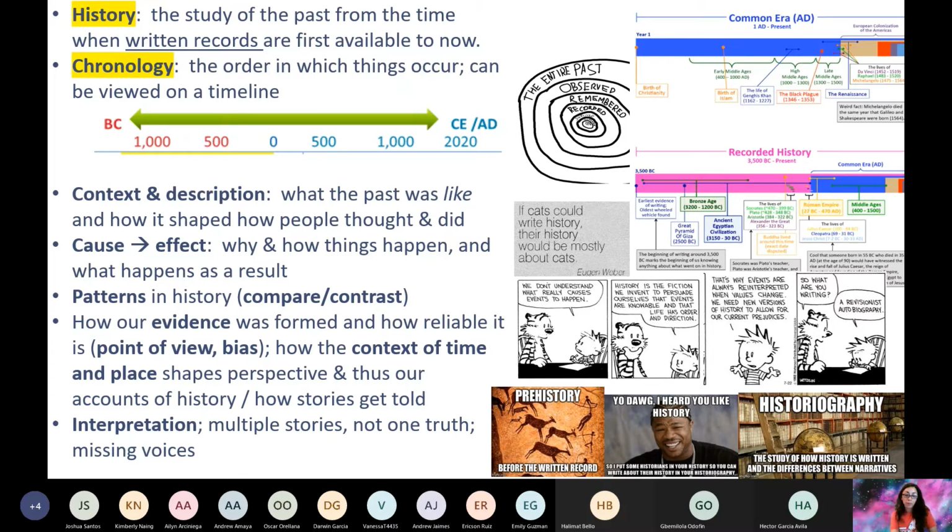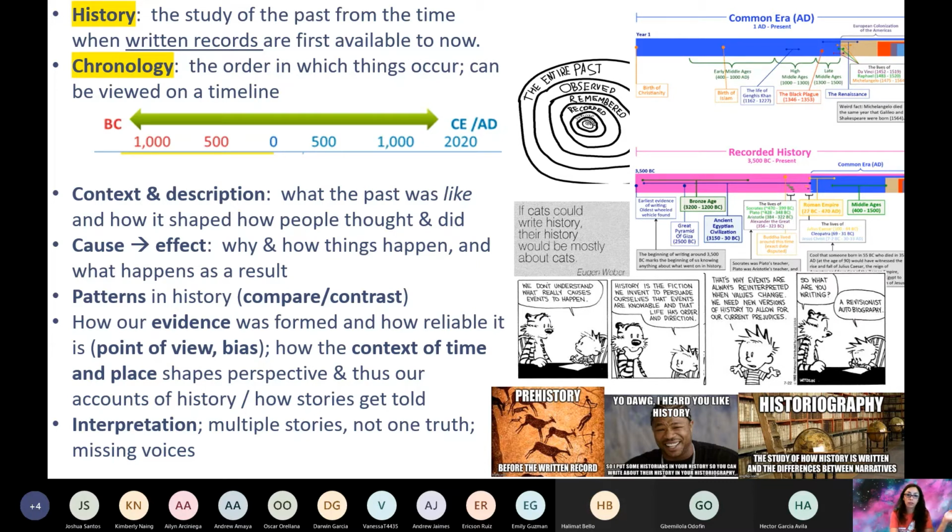Before history, before the written records available, we call that time prehistory, and we know about that time from things called artifacts, which are literally objects like clay pots and weapons and stuff like that. And history is primarily about chronology, which describes the order in which things occur. You can see it on a timeline. If you're not super familiar with how timelines work already, please draw yourself one in your notes.